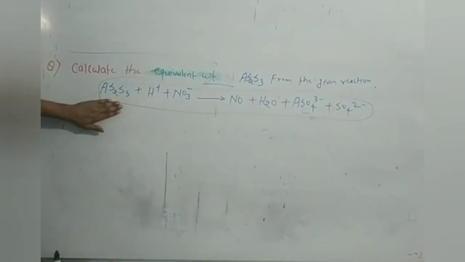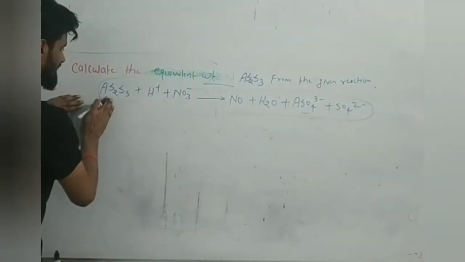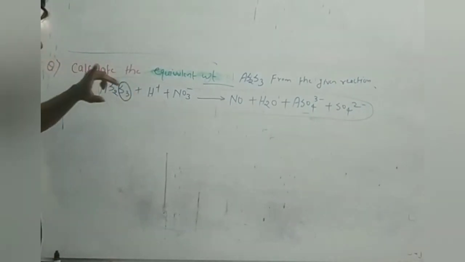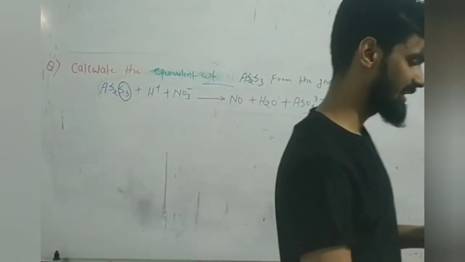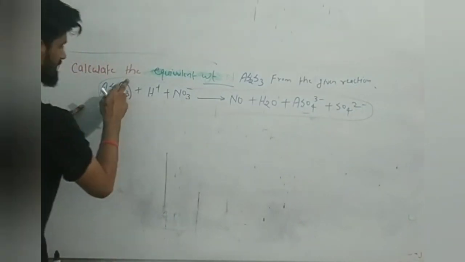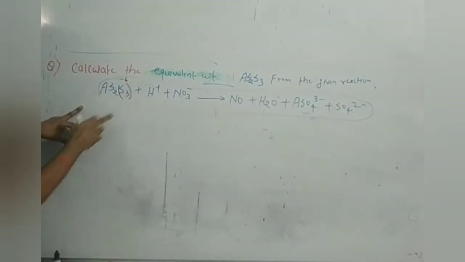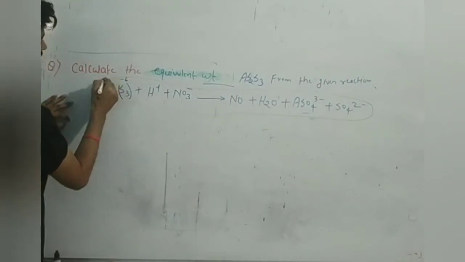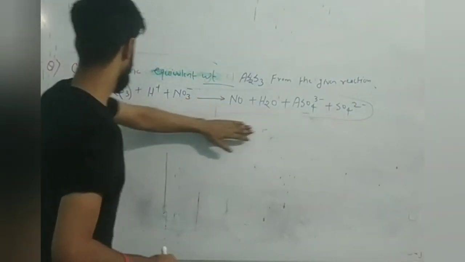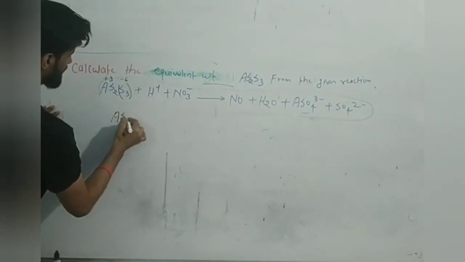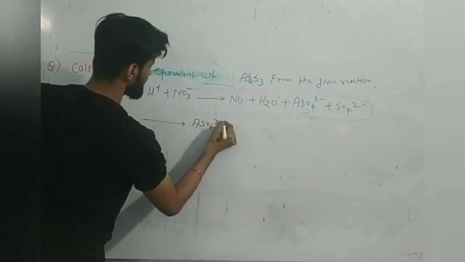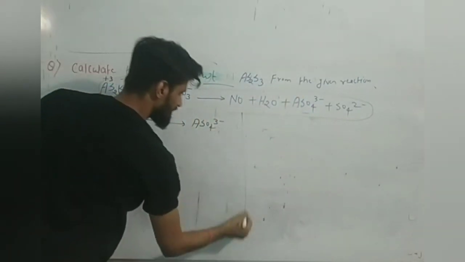First of all, you have to focus on the part As2S3. If you see the sulfur, sulfur comes in the category of the oxygen family, and there is a 2 negative charge on the sulfur. So there will be a -6 charge, 3 into 2 is 6. So there will be a +3 charge on each arsenic. You have to understand it this way. Now, the As2 is getting converted into AsO4 3-. Write the reaction in this way.